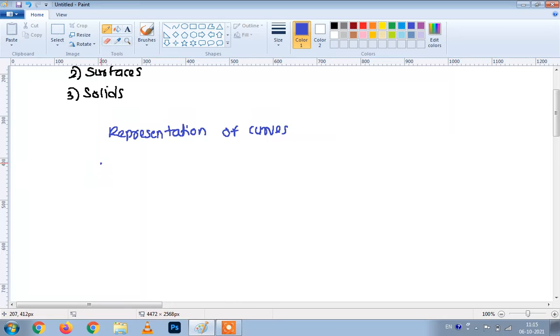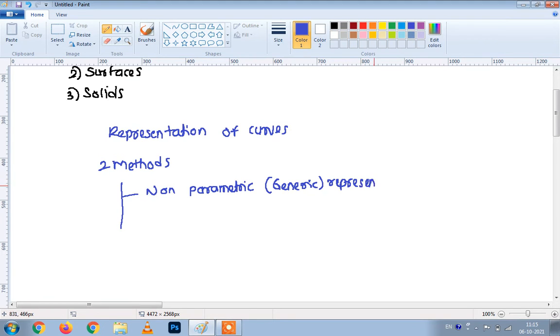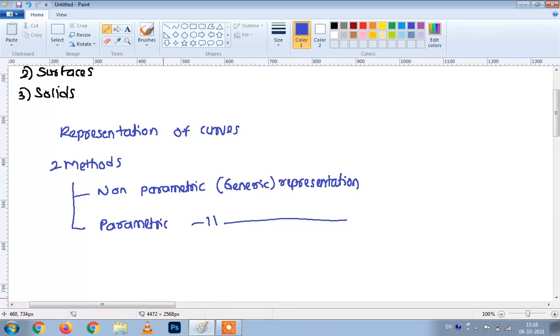There are two methods of representation. First one is non-parametric representation. It is also known as generic representation. And the second one is known as parametric representation, which depends on some parameter. Now we will see in detail what is non-parametric and what is parametric representation. So there are two ways of representation of a curve: first one is non-parametric and second one is parametric.